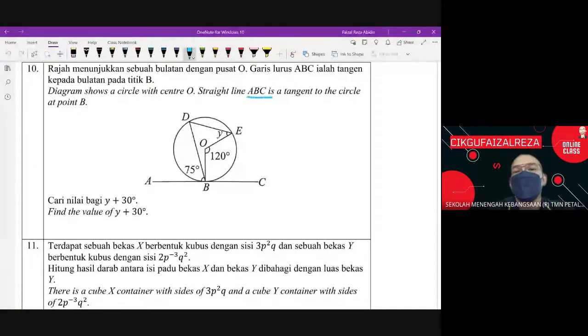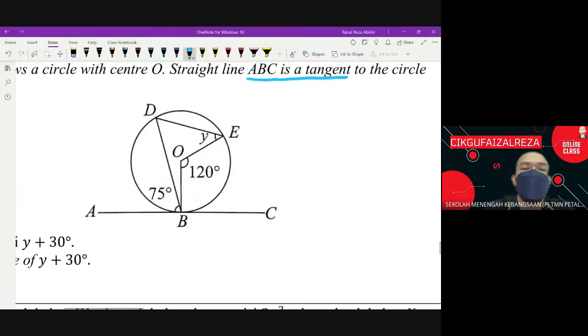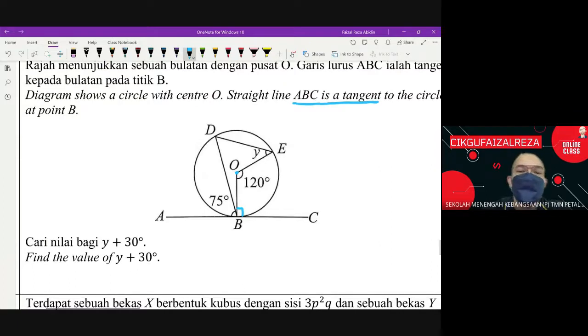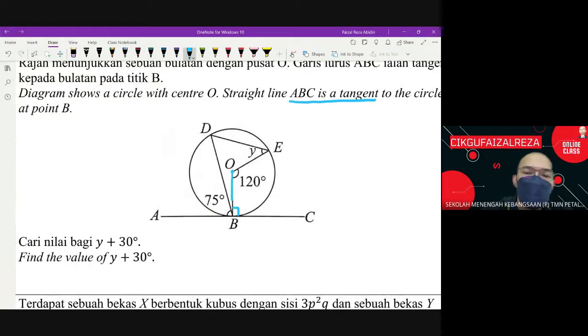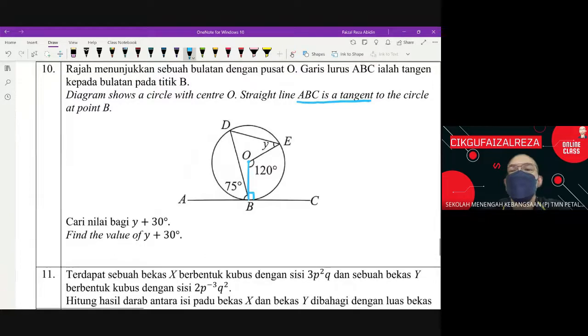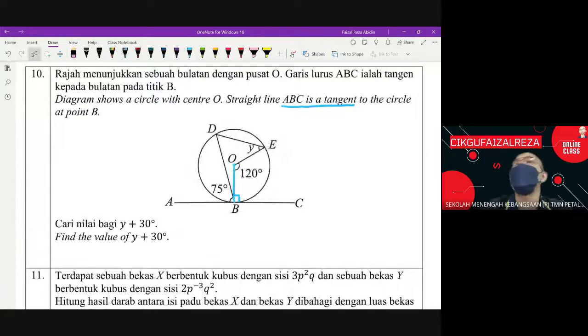Girls, what does it mean by tangent? What does it mean by ABC is a tangent? It means that over here at B, with our O, it is going to be 90 degrees. This line OB is going to be 90 degrees. It's not going to tell you it's 90 degrees. You are the one who has to know that when it states over here that it is a tangent.